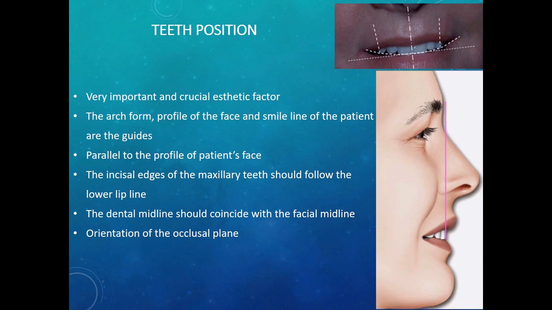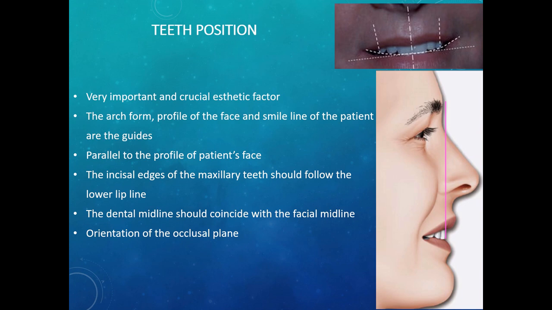So the orientation of the occlusal plane also has an influence, and if it is not parallel to the interpupillary line, then the smile will look crooked. And we know that the dental midline should coincide with the facial midline. So these are the points which you should remember while setting up your anterior teeth. That is, the dental midline should coincide with the facial midline. The occlusal plane orientation is important. The inclination of the maxillary and mandibular teeth should be parallel to the patient's profile, and the smile line should follow the incisal edges, it should follow the lower lip line.